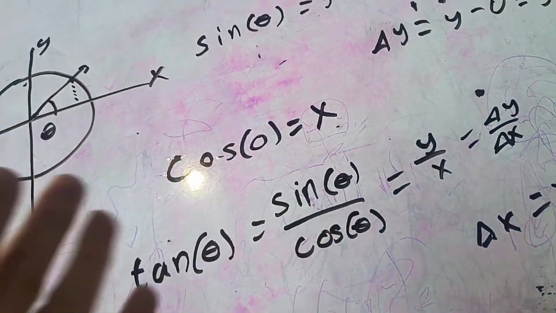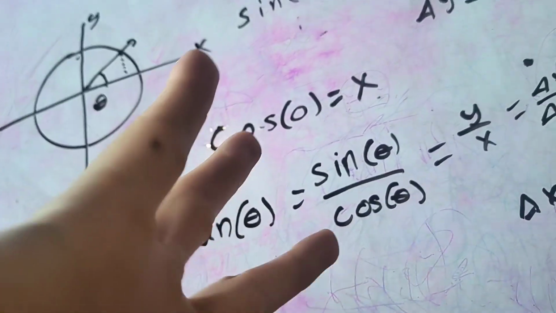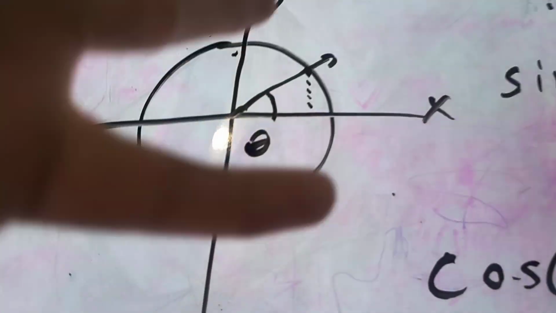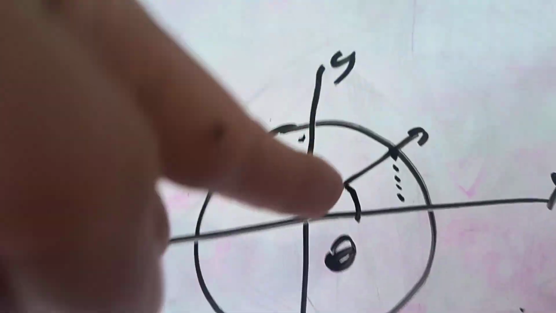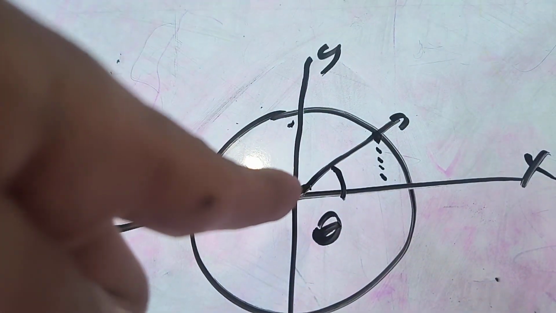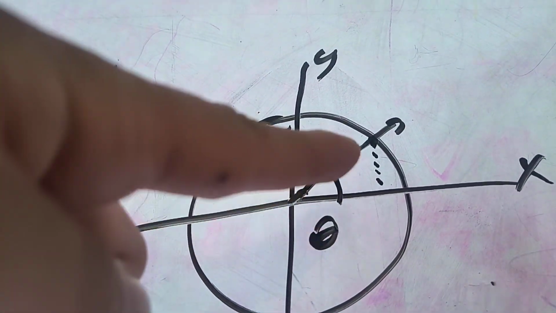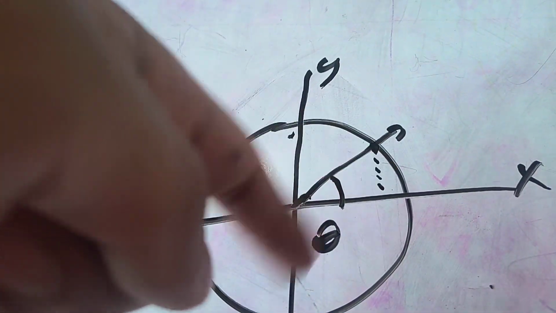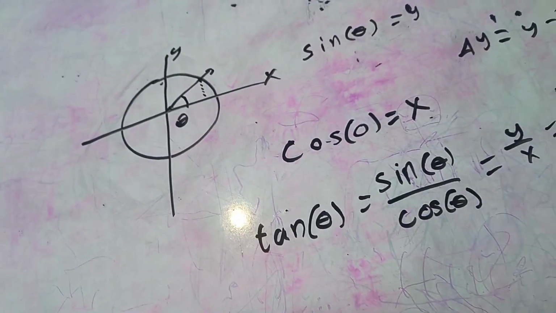What? So the tangent is equal to the slope, because that's the formula for the slope. The tangent of theta is equal to the slope of this line right here, of this angle. That's it. That's all I wanted to say. Okay, stay in school.